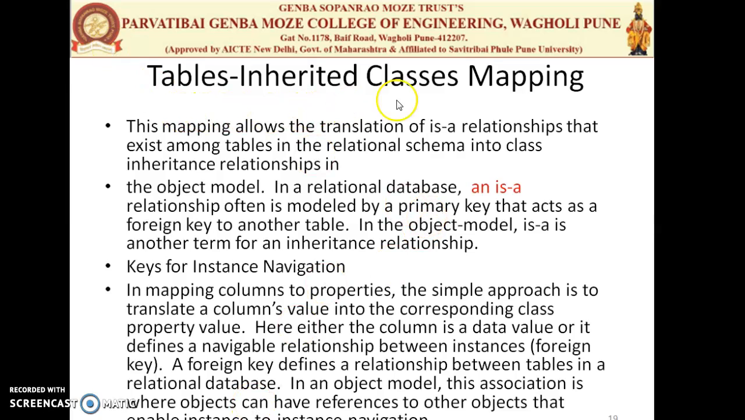The next is tables inherited class mapping. This mapping allows the translation of the is-a relationship that exists among the tables. So there are a number of tables in a relational schema mapped into the inherited classes.